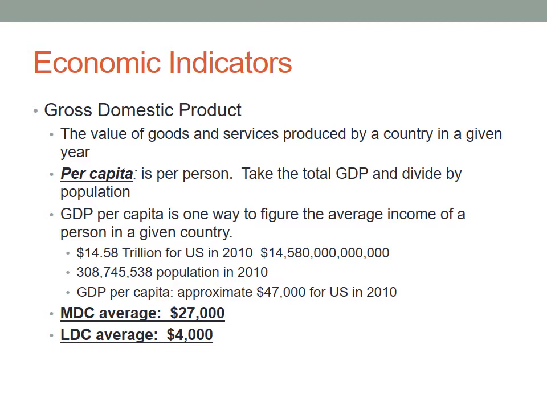Probably one of the most important economic indicators of development is gross domestic product, which is the total value of goods and services a country produces in any given year. For comparison purposes, we want to look at GDP per capita, which means per person. So you take a country's GDP and divide it by the population, and that tells you, on average, your GDP per capita, which is one way to think about the average amount spent by a single person in a country in a year. The more money that individual people have to spend, the stronger the economy is. On average, MDCs have a GDP per capita of $27,000, while LDCs average around $4,000.